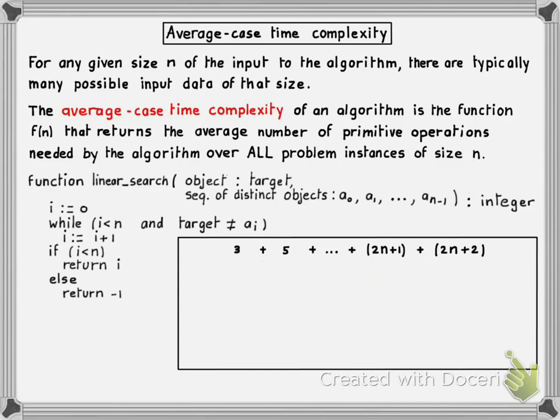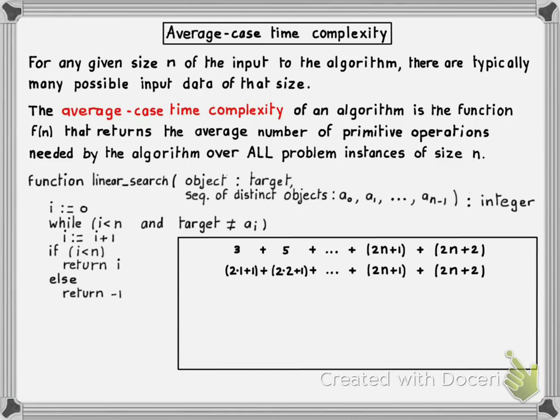The first thing to do is to rewrite every one of these expressions except the last one as 2 times an integer plus 1. So 3 is equal to 2 times 1 plus 1. 5 is equal to 2 times 2 plus 1, etc., until the last one, which is already written as 2 times n plus 1. And let's leave the last term unchanged.